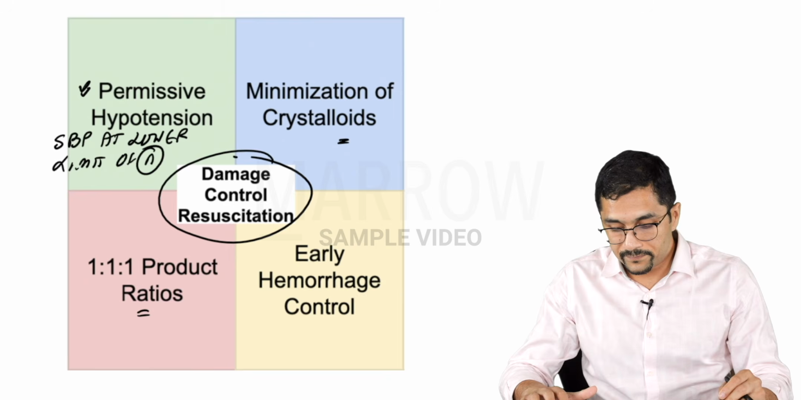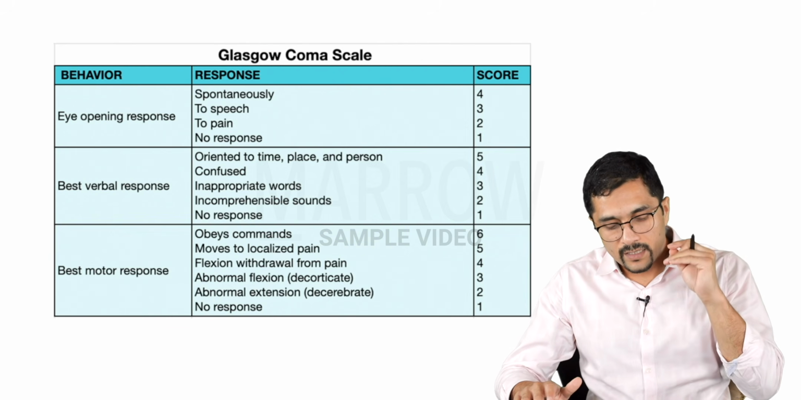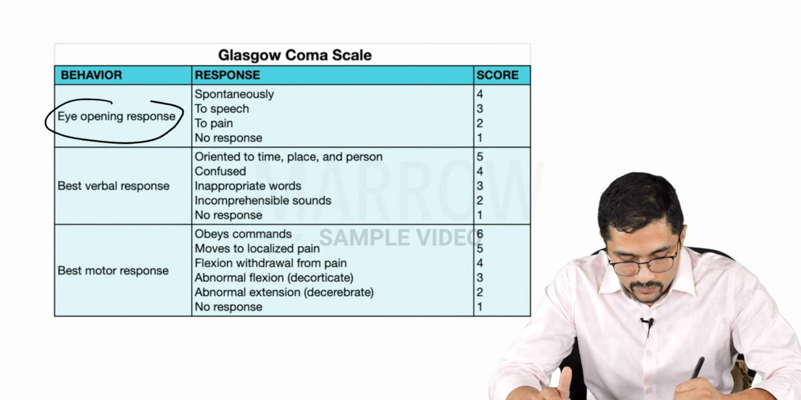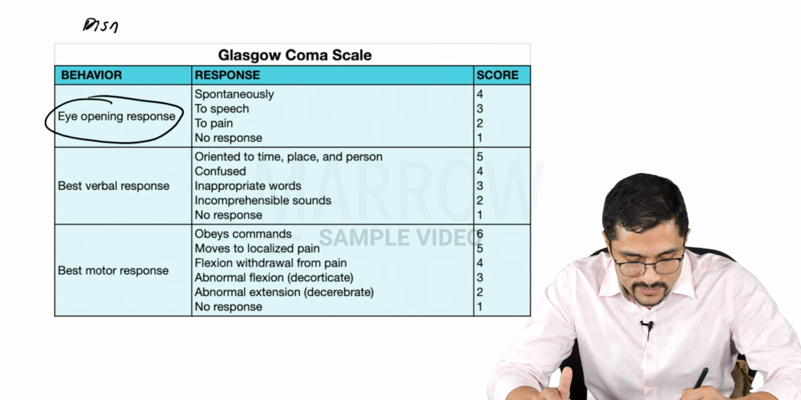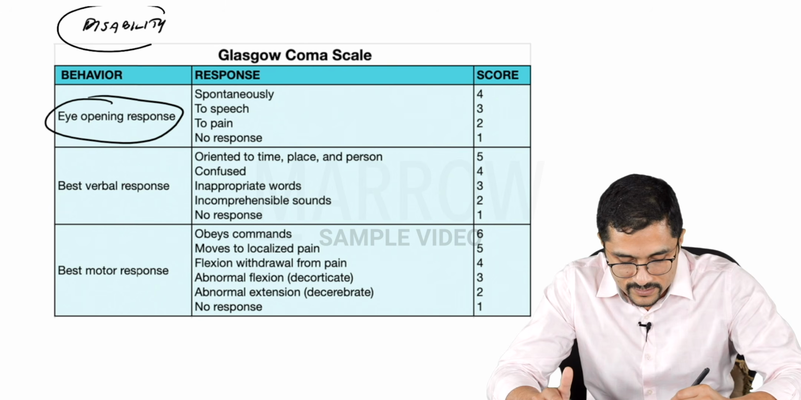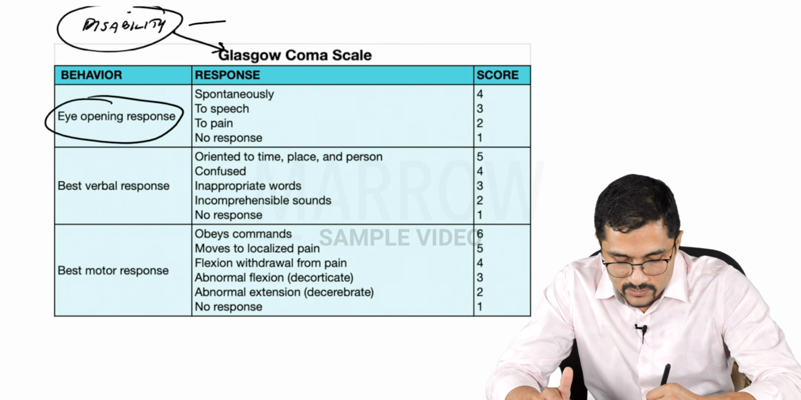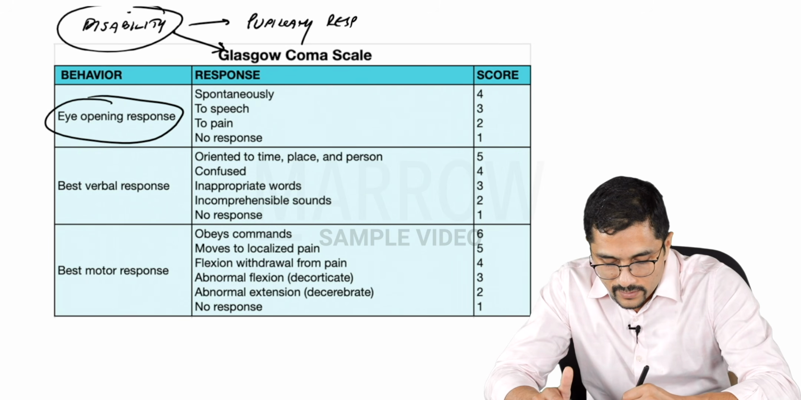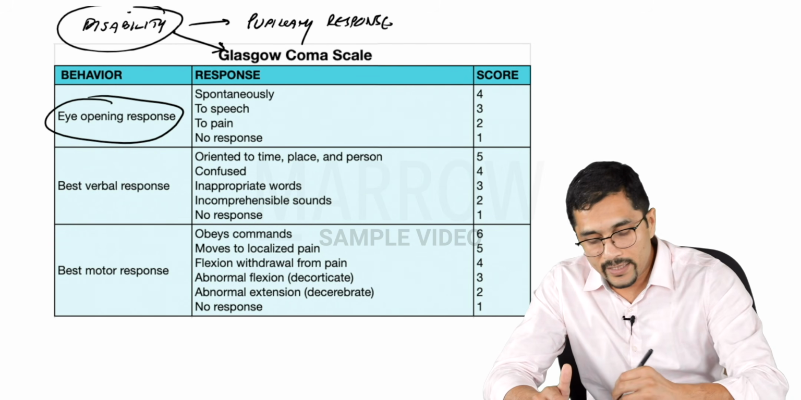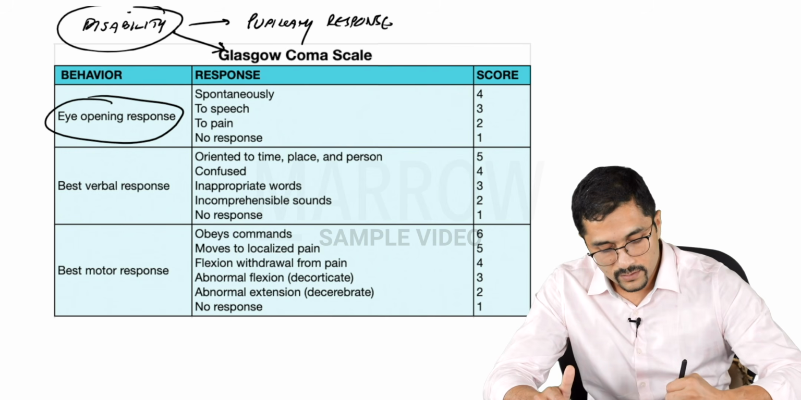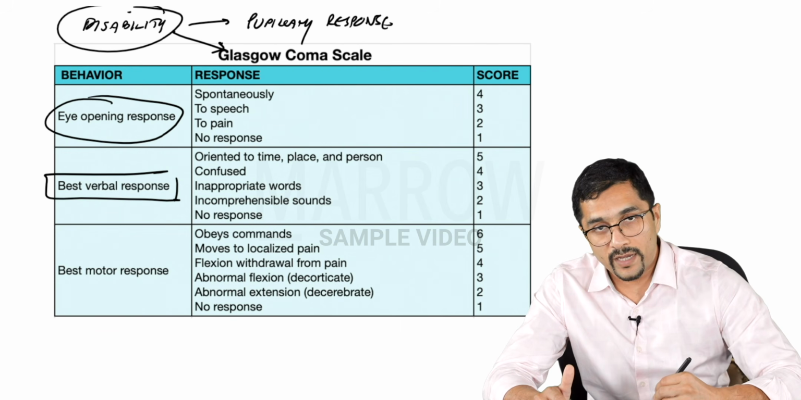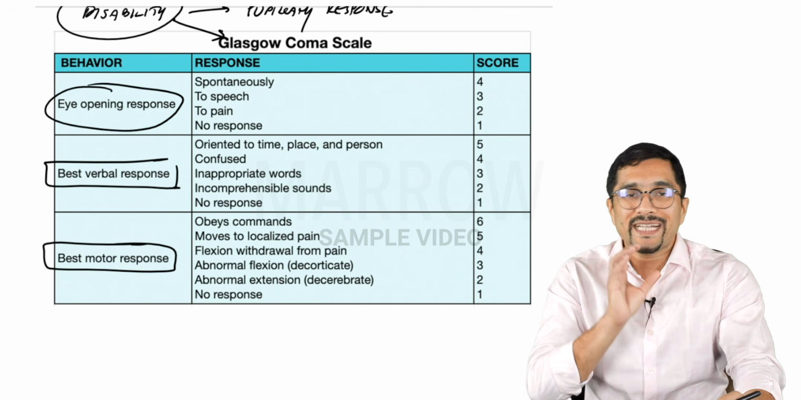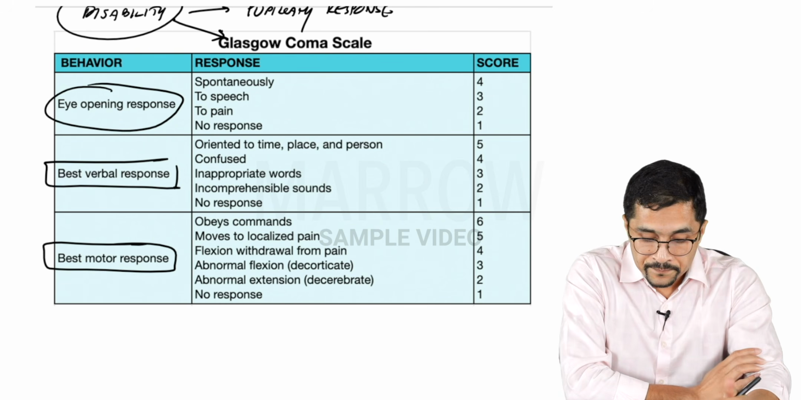Glasgow Coma Score, GCS, has been asked innumerable times. Three things are taken into account, and this we are talking about disability. A, B, C we had done. This is disability. Disability is Glasgow Coma Score and pupillary response. In the Glasgow Coma Score, eye opening ranges from 4 to 1, verbal response ranges from 5 to 1, and motor response ranges from 6 to 1. You need to remember this for the exam.